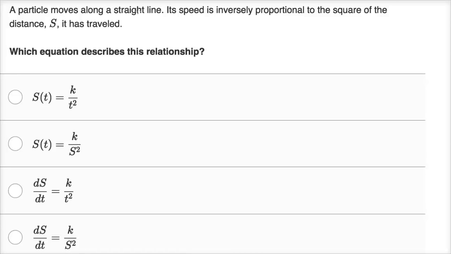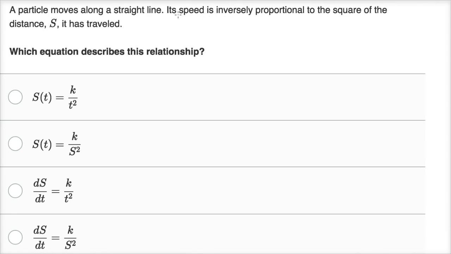A particle moves along a straight line, its speed is inversely proportional to the square of the distance s it has traveled. Which equation describes this relationship? So I'm not going to even look at these choices, and I'm just going to try to parse this sentence up here and see if we can come up with an equation.